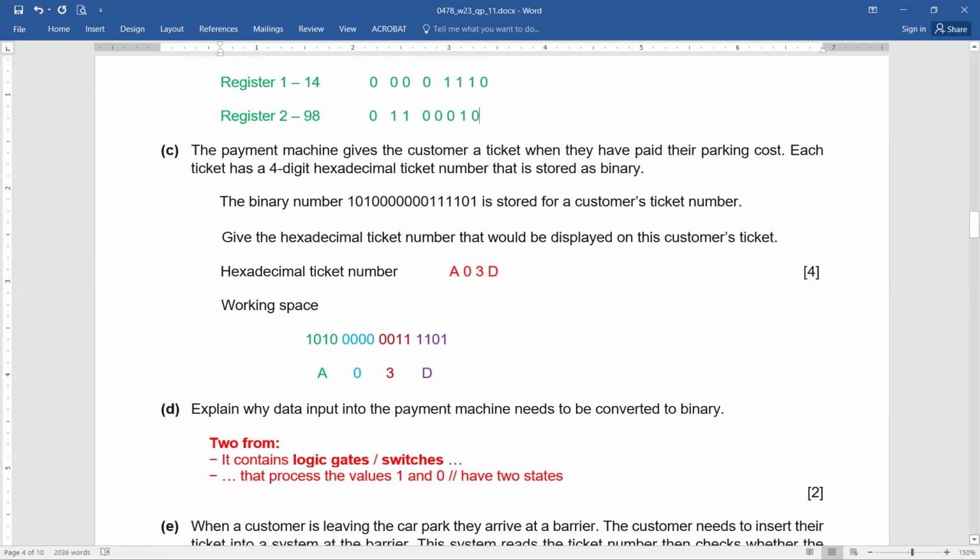The payment machine gives the customer a ticket when they have paid their parking cost. Each ticket has a 4-digit hexadecimal ticket number that is stored as binary. The binary number, the one huge value given to you, is stored for a customer's ticket number. Now, do not get overwhelmed. We know how to do it.